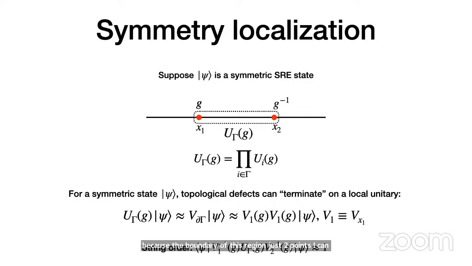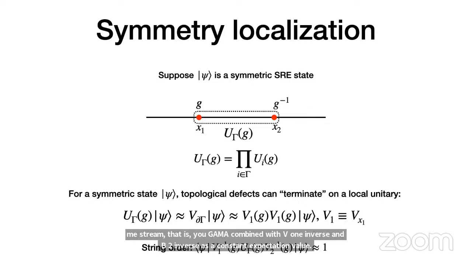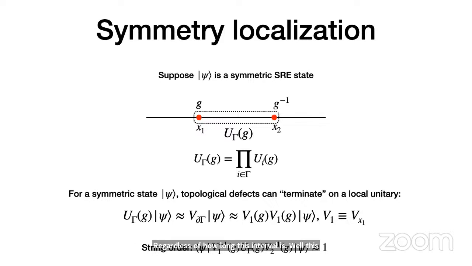If we manipulate the equation a little bit, it means we have this kind of string order, that is, U gamma combined with V1 inverse and V2 inverse has a constant expectation value, regardless of how long this interval is. So this is a string order in the Haldane chain, for example. And so far, it has nothing to do with SPT, right? Whether it's non-trivial or trivial, this is just a property of a symmetric short-range entangled state.